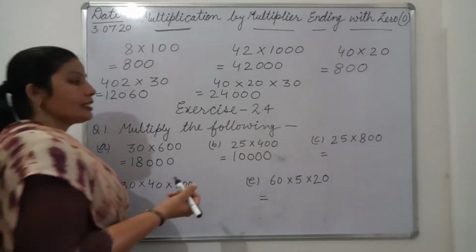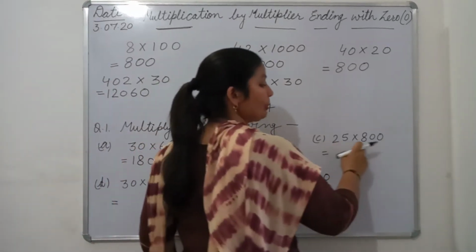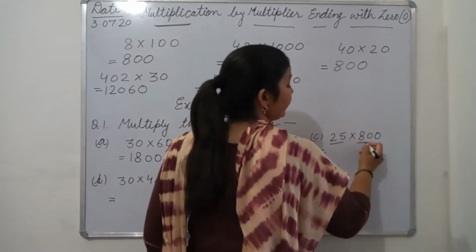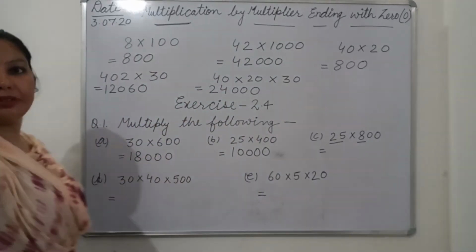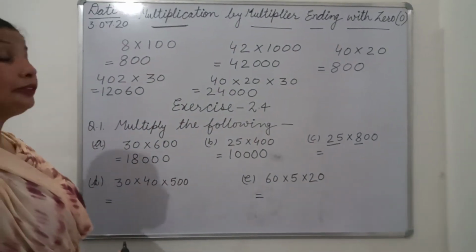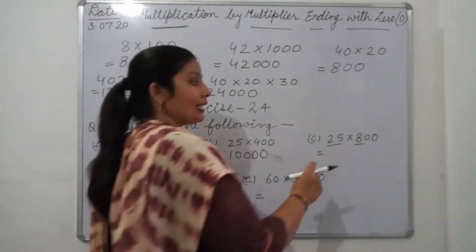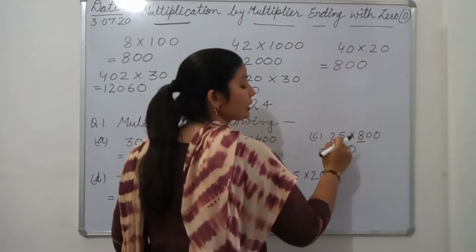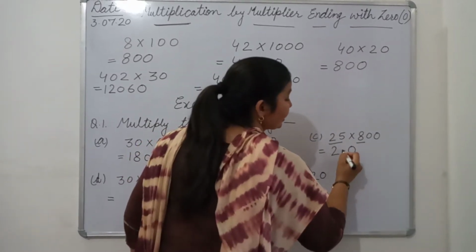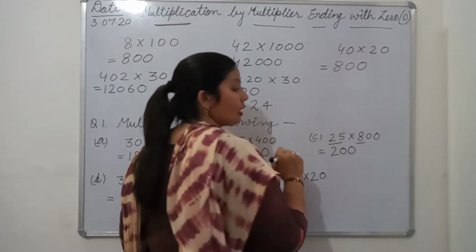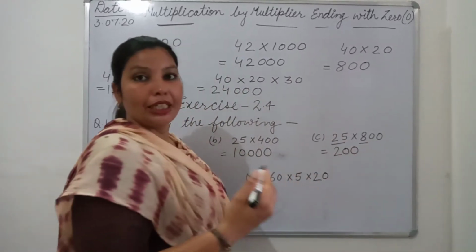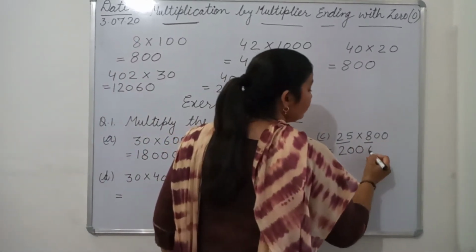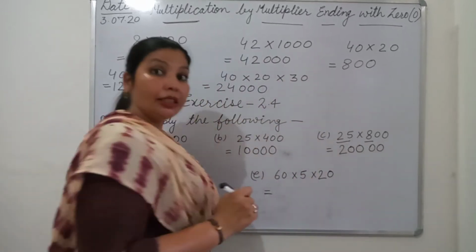Okay. Next, part C, 25 multiplied by 800. So first of all the non-zero digits, 25 and 8. So 25 eights are 200. If you don't know the table of 25, you can multiply like this also. 8 fives are 40, 4 goes as carry. 8 twos are 16. 16 plus 4 is 20. So like this also you can multiply. Now we should count the zeros. As many zeros as we have, we have to take now. So there are 2 zeros. So we will take 2 zeros. So our answer is 20,000.